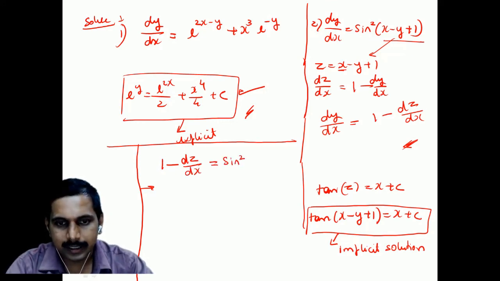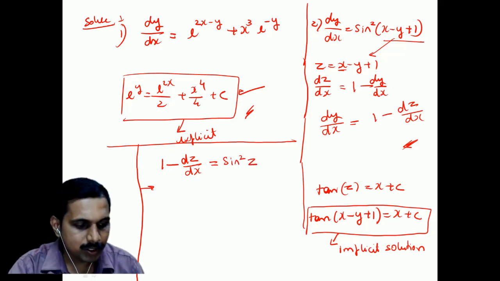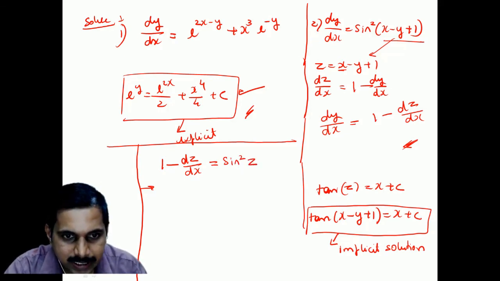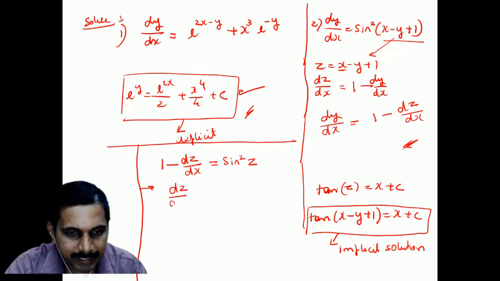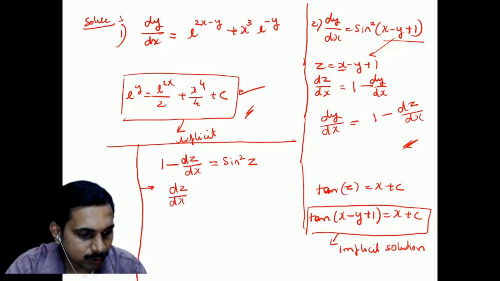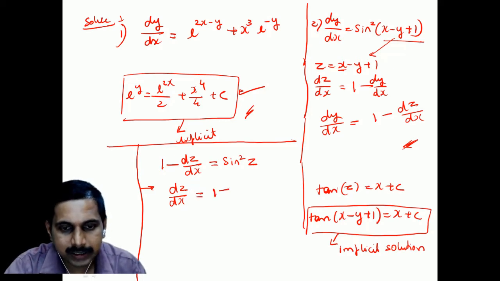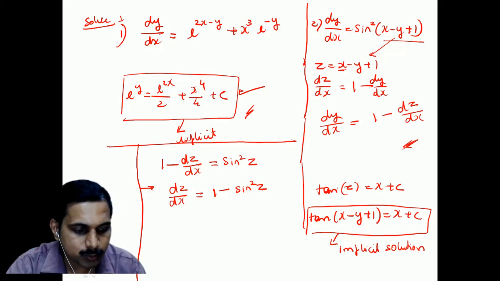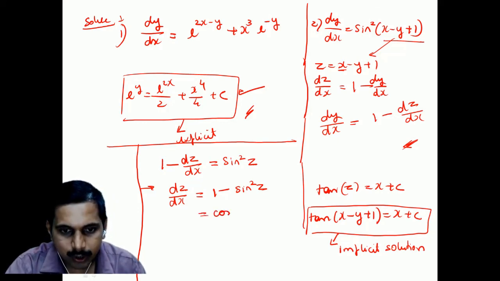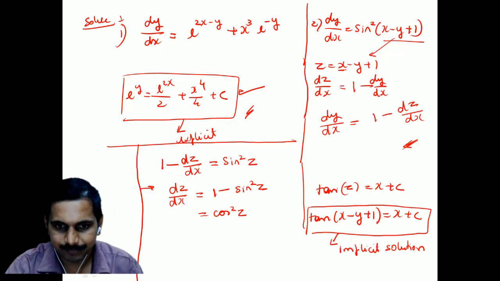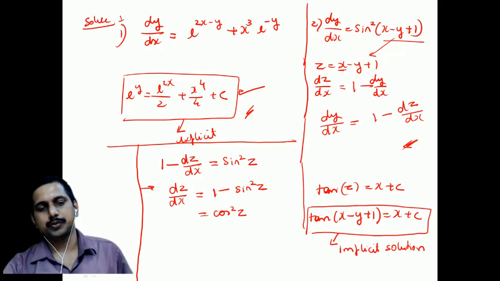sine square z. Okay, so now I can write this as dz by dx is equal to 1 minus sine square z, and this 1 minus sine square z is actually cos square z, correct? Now you can solve it, students. Try to solve it from here.